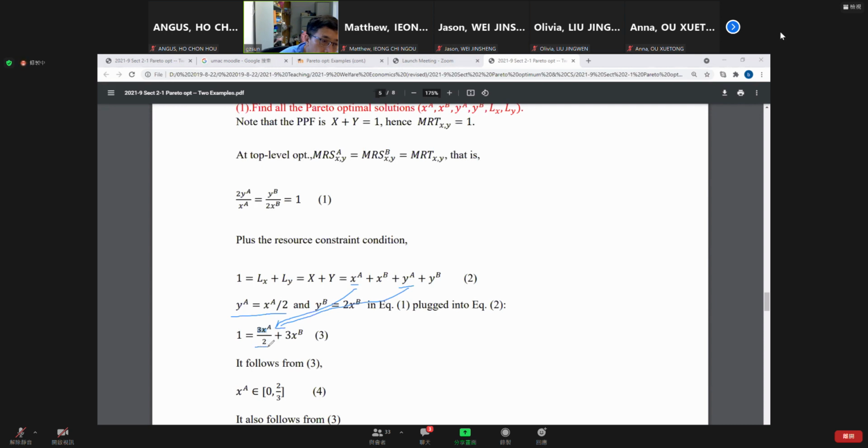right? And now YB, I should use a different color. YB equals double XB. So therefore, this is the single XB. So therefore, we have a triple XB. So now we get some relationship between how much X Alice consumes and how much Bob consumes. And now we almost solve the problem.